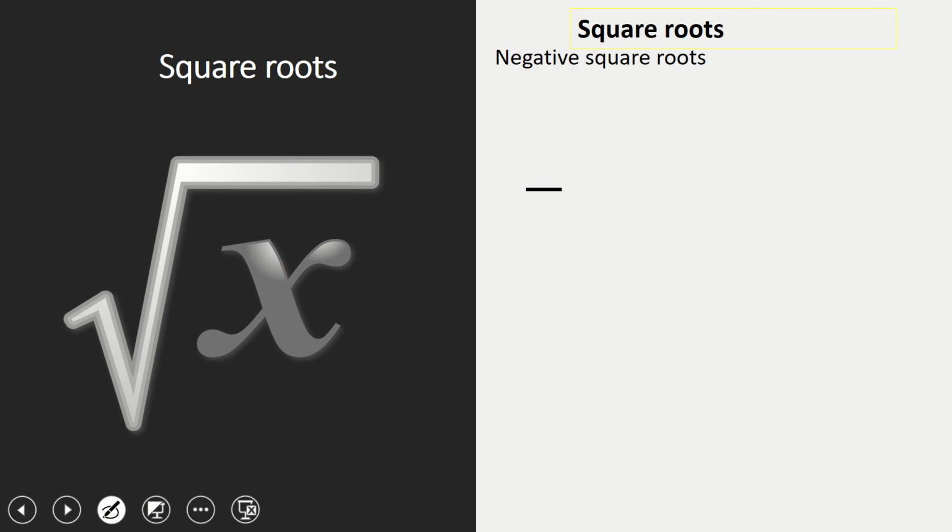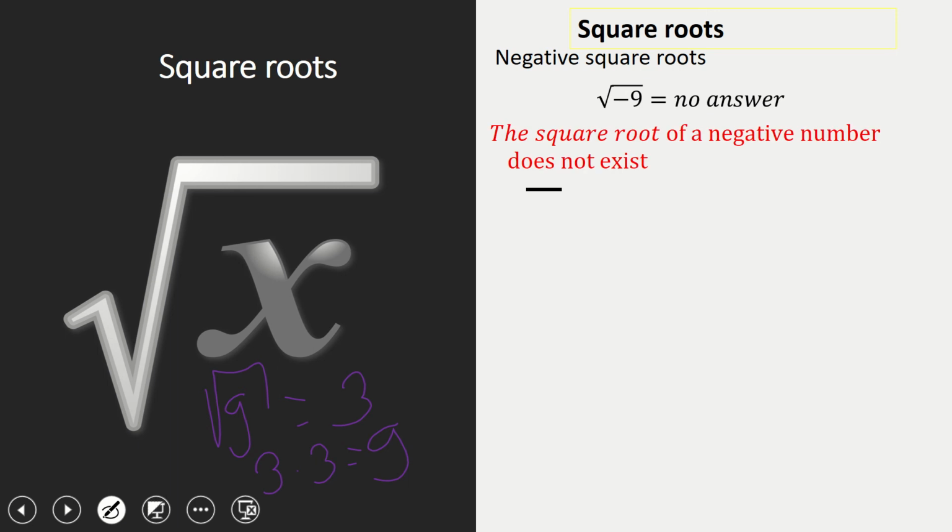Well, what about the negative square roots? What do we know about the square root of minus 9? It has no answer. But why? When we have the normal square root of 9, we know that it's 3, since 3 times 3 equals 9. But how about the square root of minus 9? We cannot multiply any number by itself to get a negative answer, so that's why you cannot take a square root of a negative number. It doesn't exist.